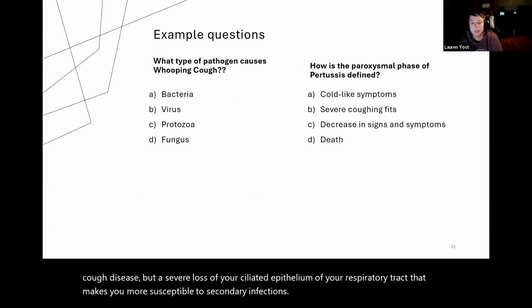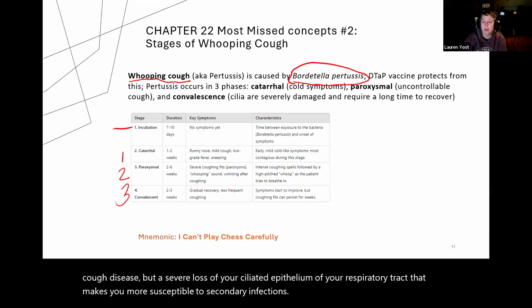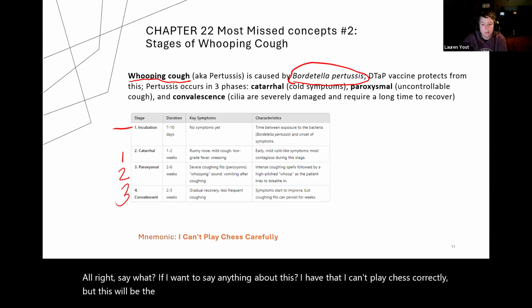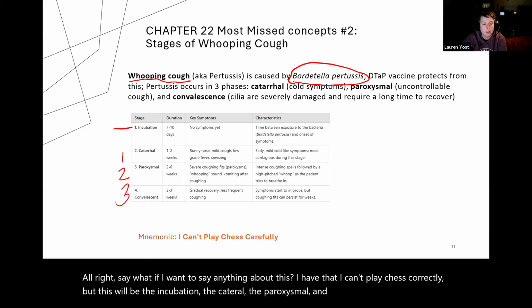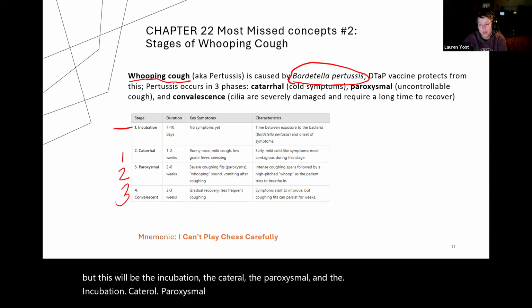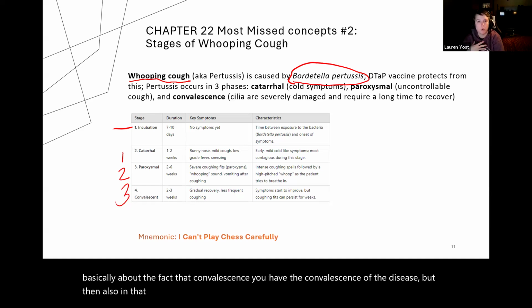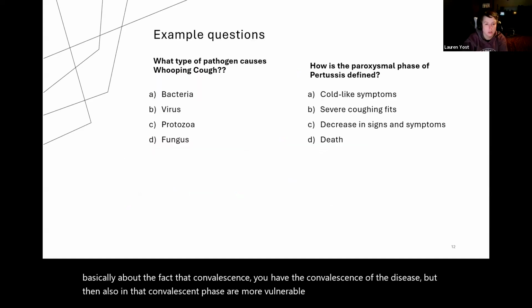All right. Say when if I want to say anything about this. I have a mnemonic for remembering the phases: incubation, catarrhal, paroxysmal, convalescent. And the careful part of it is that in the convalescent phase, you have the recovery from the disease, but you are also more vulnerable to secondary infection.